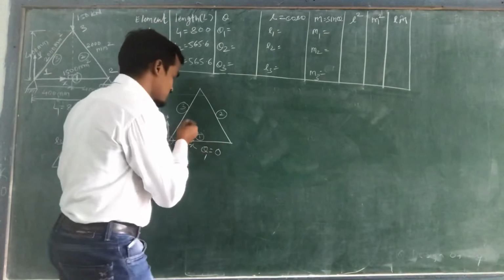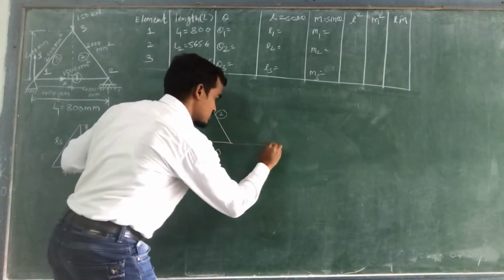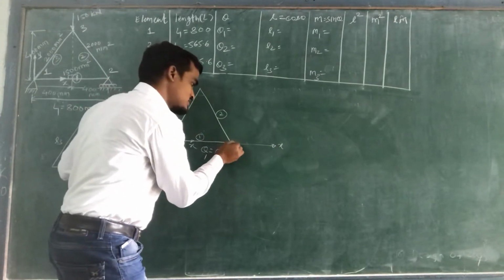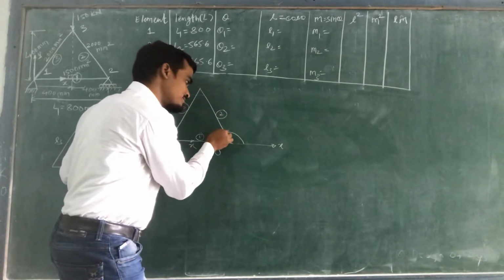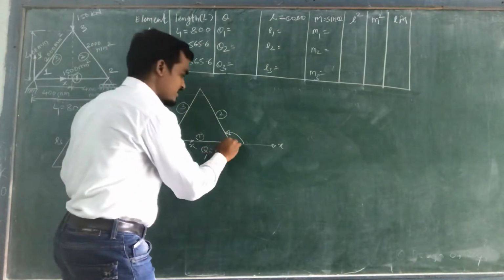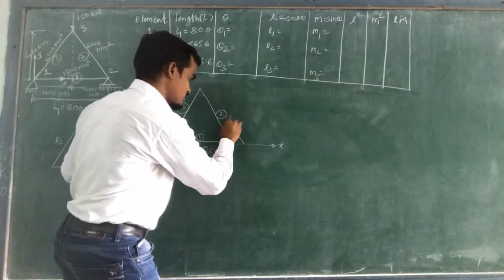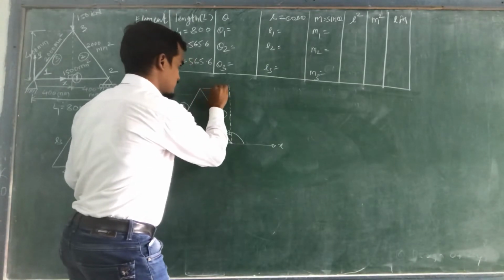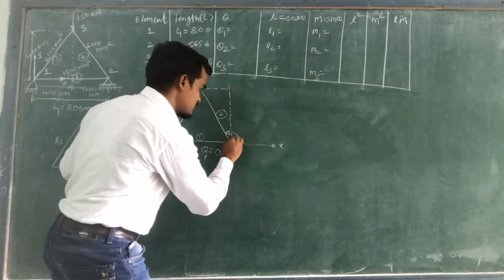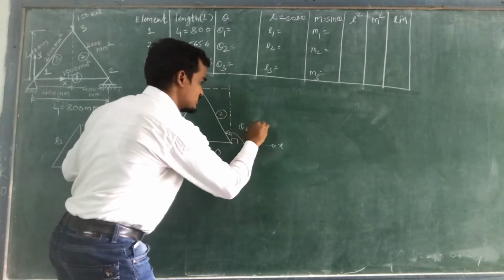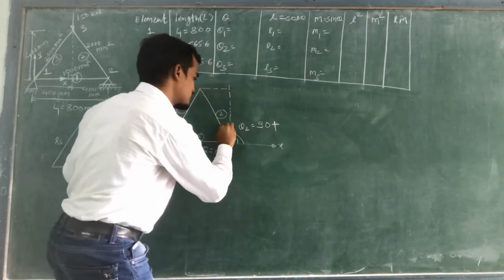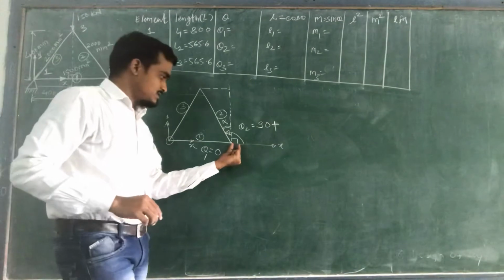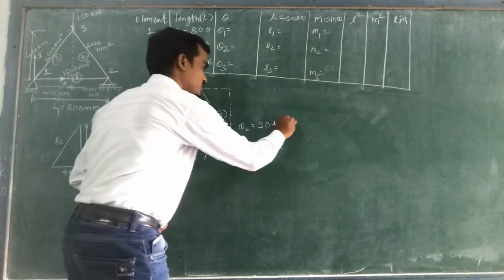Now we need to find out theta 2. This is your reference axis x, and we need to find the angle of this element from the reference axis. Theta 2 is nothing but 90 plus this small angle alpha, because this is 90 degrees plus the small angle alpha.